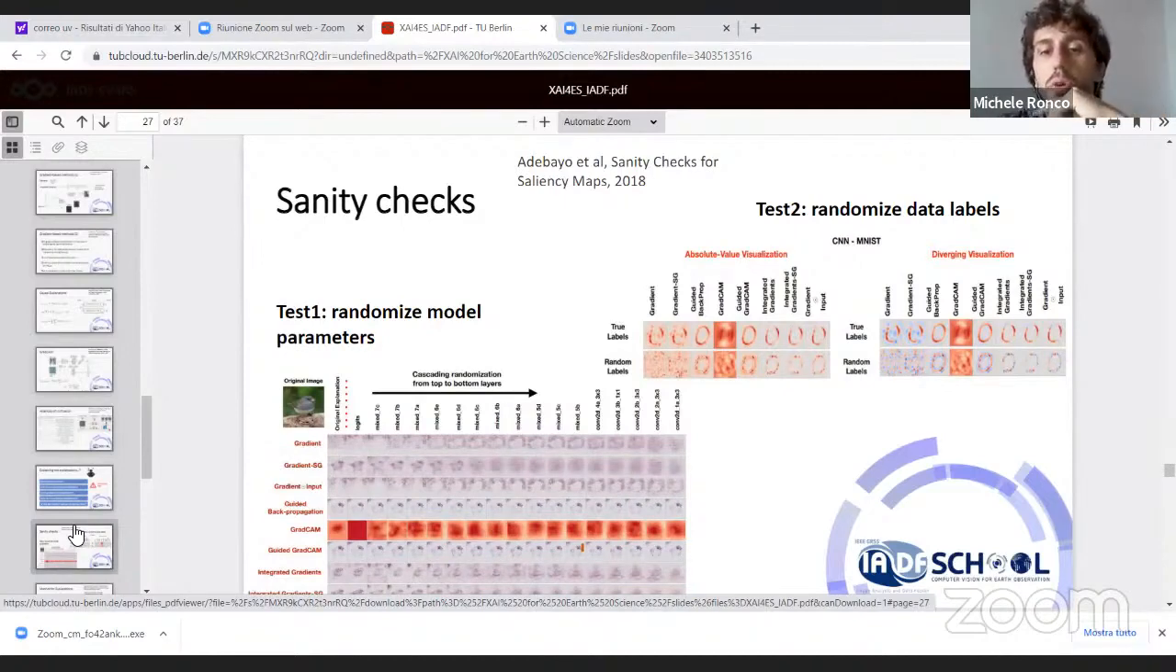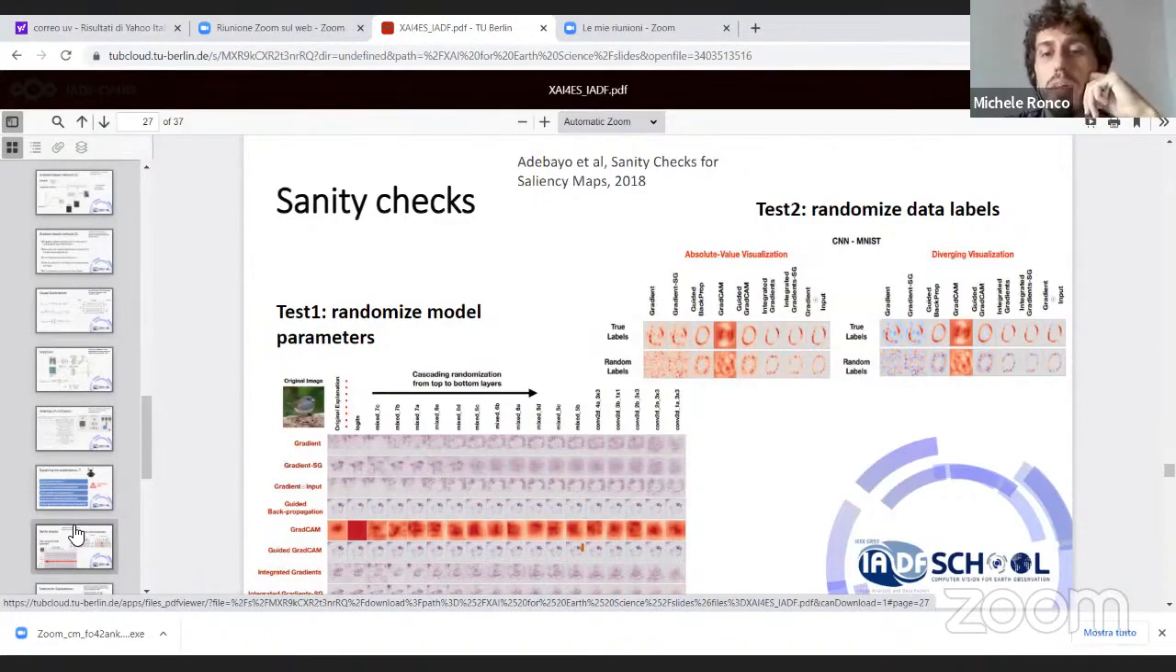The second test that they propose is a bit different. Here it is just on the MNIST database of numbers. And what they do here is randomize the data labels. So they have one model which is trained on the original MNIST database, and then they compare the explanations of this first model with the explanations of a second model, which is instead trained over random labels. So it is a model that has learned just some wrong and random associations among inputs, images, and numbers.